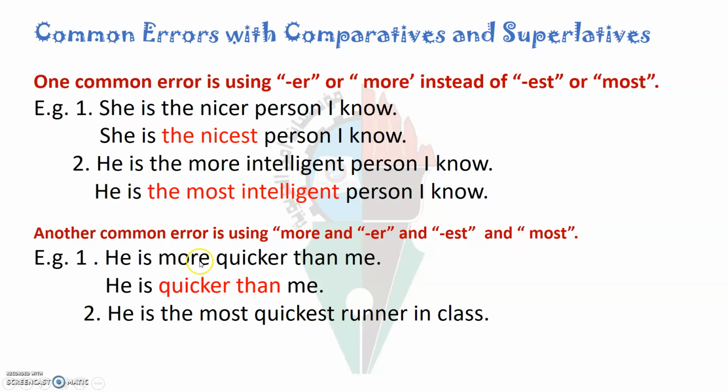So I can't use more and er together. It's either more or er. And for one-syllable adjectives, I should use er. Here's another example. He is the most quickest runner in class. Well, we don't put most and est together, one or the other depending on the number of syllables. So it should be, he is the quickest runner in class.